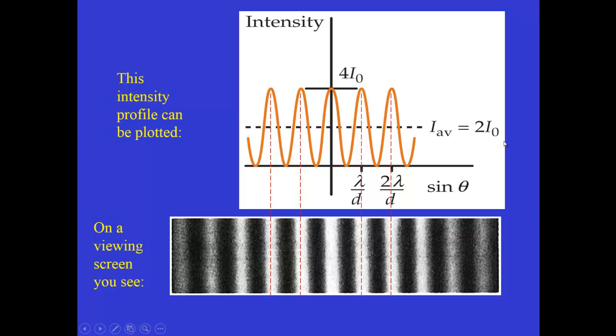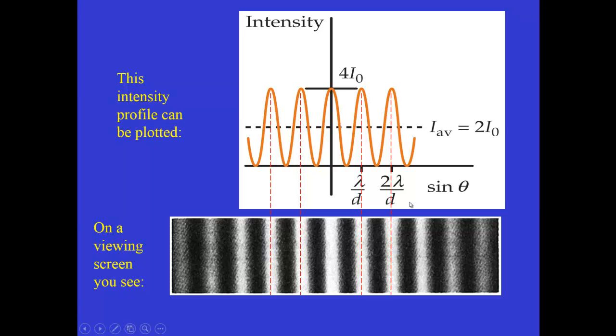So what does that function look like? Like I said, here we're plotting intensity versus sine theta. To keep it simple, at theta equals 0, that means sine theta is equal to 0, and the intensity will have its maximum value of 4I0. And then when the angle gets a little bit larger, it goes down to a minimum, and then back up to a maximum, and so on. On a viewing screen, we don't see obviously this kind of plot, but what we see is where the peaks in the plot are, that's the center of the bright fringes. And where the troughs are, where the zeros are, that's the center of the dark fringe that's adjacent.